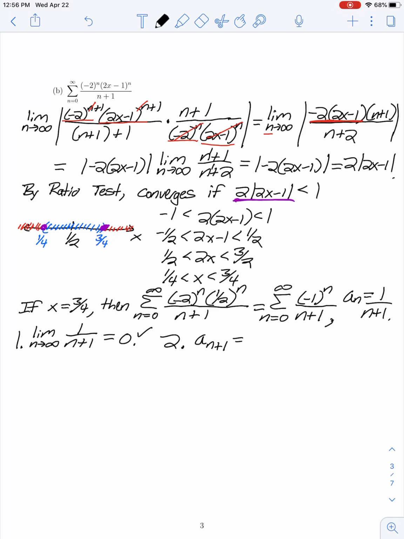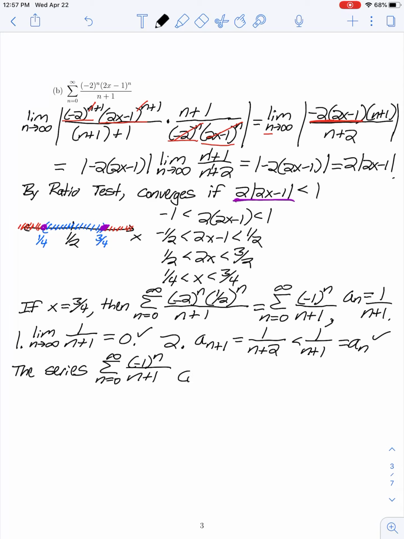And the second condition, number 2, is that the sequence a sub n is decreasing. So if we look at a sub n plus 1, we have 1 over n plus 2, which is certainly less than 1 over n plus 1, which was our a sub n term. So the sequence a sub n is decreasing. So we can say here that the series from 0 to infinity of negative 1 to the n over n plus 1 converges by the alternating series test.